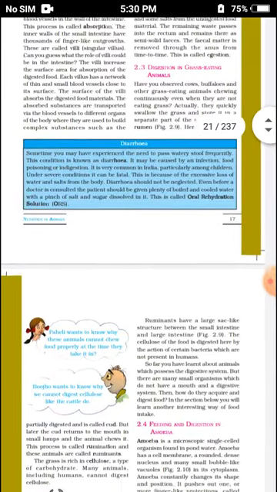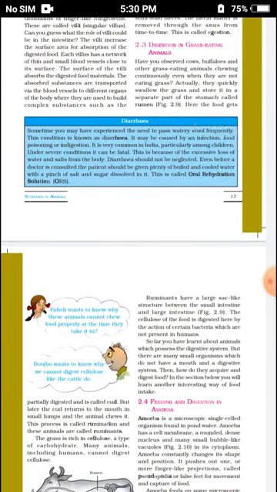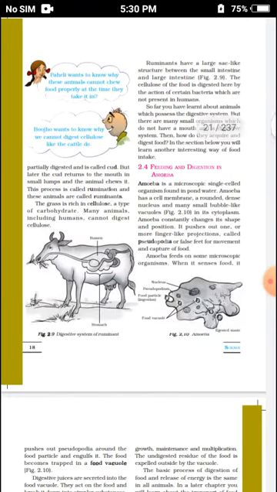Then, the digestion in grass eating animals. Grass eating animals, like cows and buffaloes, take in grass. As we know, in grass there is a carbohydrate known as cellulose, which we can't digest. I mean, human beings cannot digest it, but those ruminant animals can digest it because they have a rumen where cellulose digestion takes place.